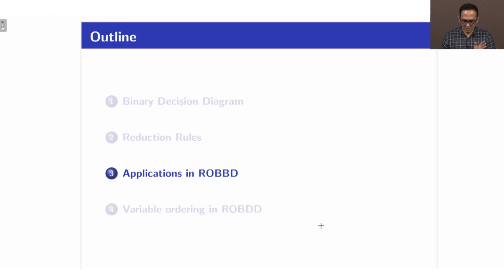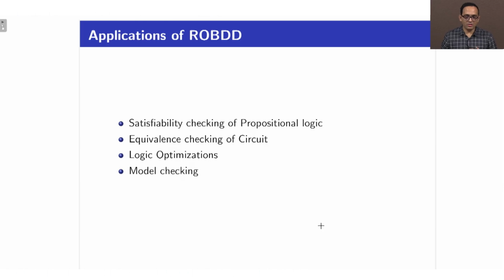So, I will now quickly show you some applications of ROBDD. The first thing I will talk about, say, satisfiability. As I mentioned, it can be used in satisfiability checking, equivalence checking, logic optimization, model checking and so on. So, I will just give you these brief examples. Okay. So, what about the satisfiability checking in BDD?